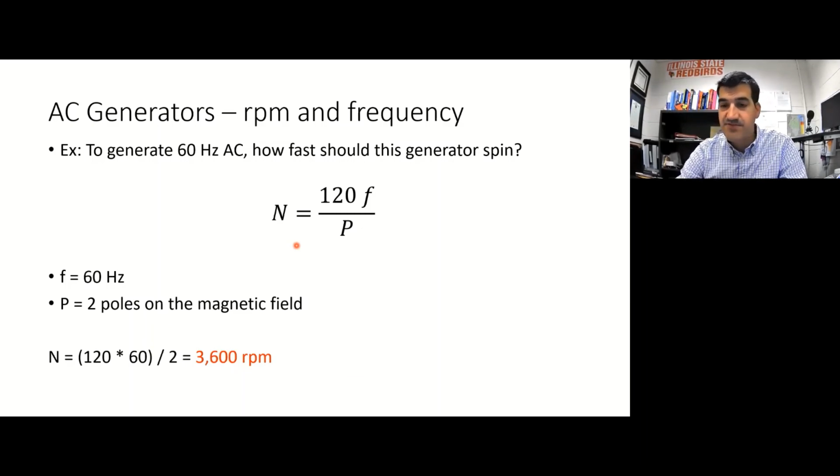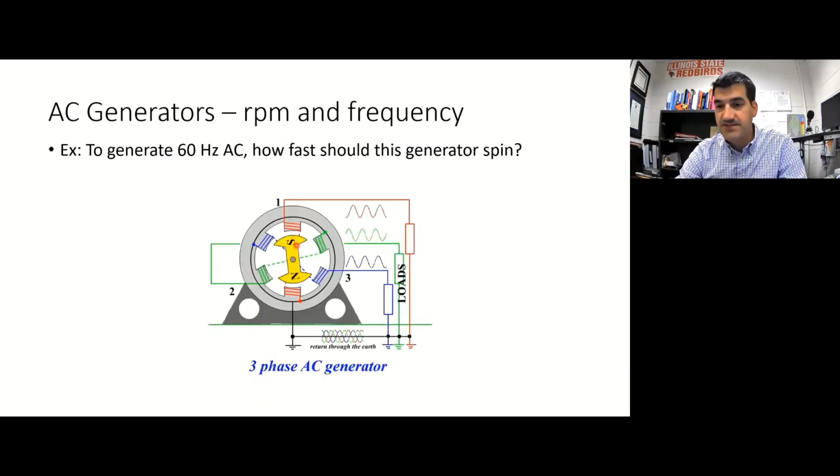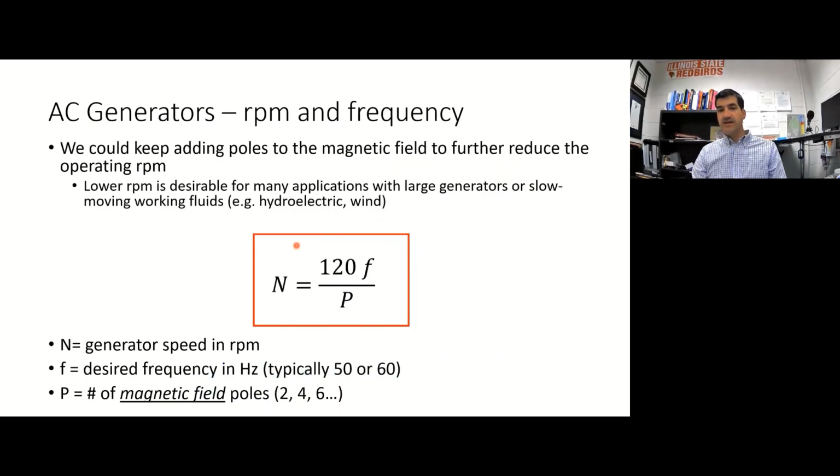Note that it was a 3-phase generator, but that's irrelevant in this equation. It doesn't matter how many phases this generator is. Each phase is going to be producing 60 hertz AC output if that magnetic field is rotating at 3,600 RPM. Nowhere in that equation does it say how many phases there are in the machine, right? It's just N equals 120F over P. All that matters is how fast the rotor is spinning, that's N. What is the frequency of the AC voltage output, that's F. And how many poles are on the magnetic field, that's P.